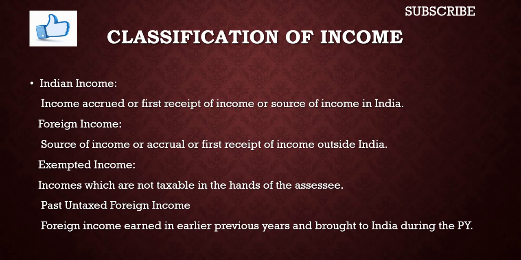Say, if we take the same example, if the rent on the house property situated in Sri Lanka is received there in the bank account and later on it is remitted to India, then it is not considered as Indian income. So in order to be Indian income, either the first receipt of the income or the source of income or the accrual of income must be in India only. Then only it is considered as Indian income, and such Indian income is taxable in the hands of ordinary resident, not ordinarily resident, and non-resident.